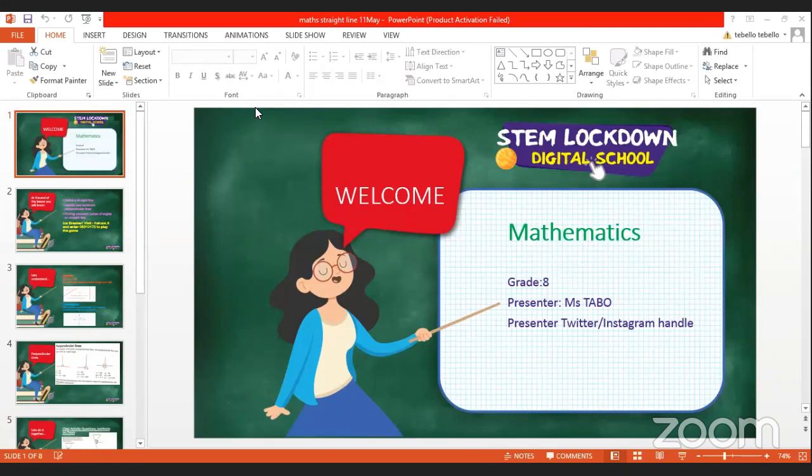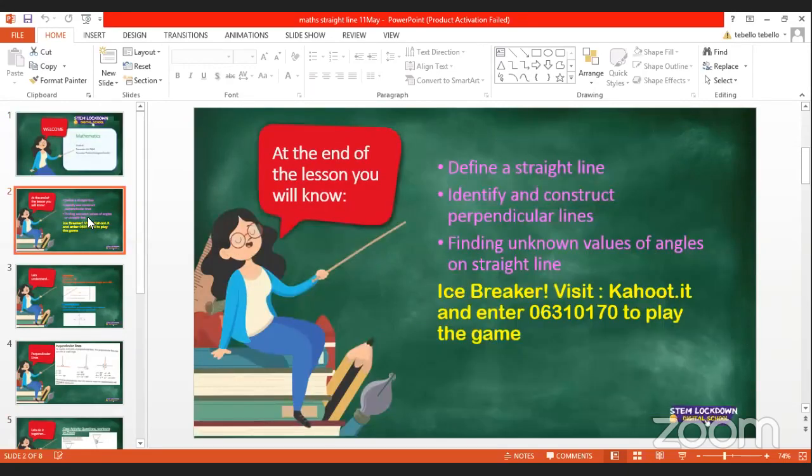Okay, so let's move to our objectives of the day. At the end of the lesson, the learner must be able to: number one, define a straight line; number two, identify and construct perpendicular lines; number three, find unknown values for angles on a straight line.